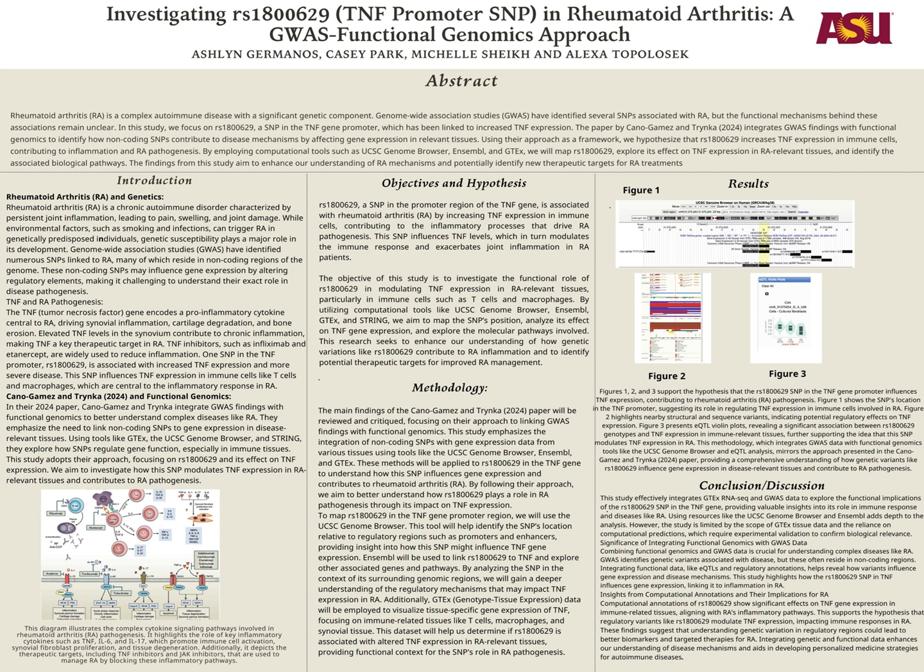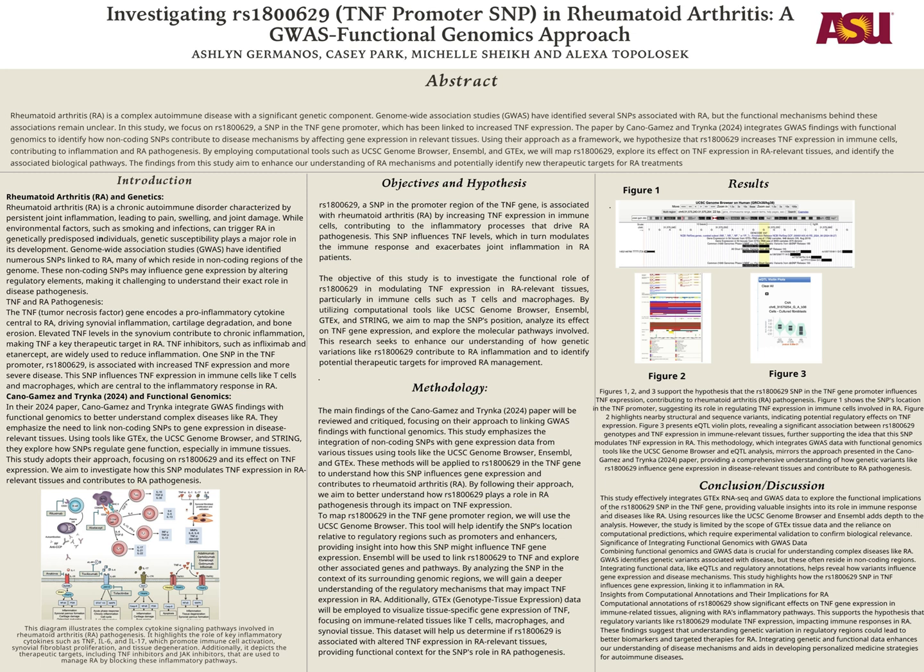Genome-wide association studies, or GWAS, have identified several SNPs linked to RA, many of which reside in non-coding regions of the genome. These non-coding SNPs may influence gene expression by altering regulatory elements, making it challenging to understand their exact role in the disease process.